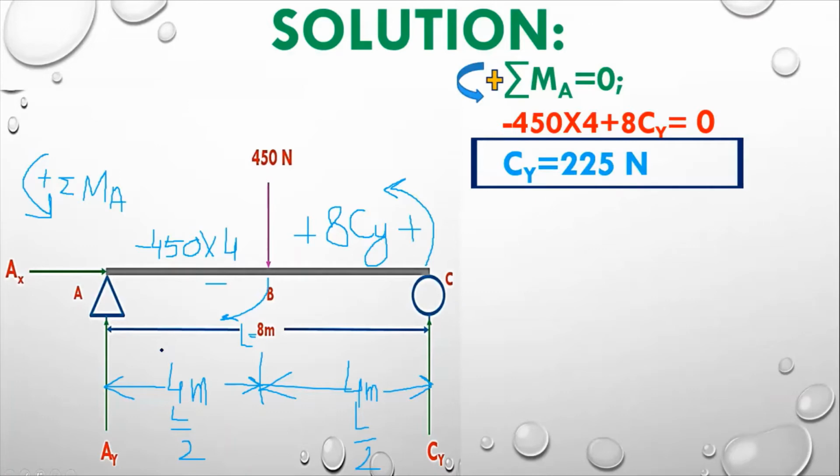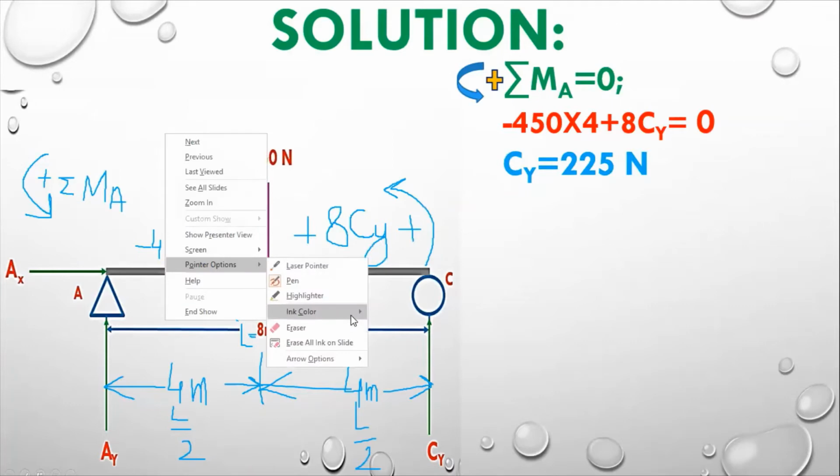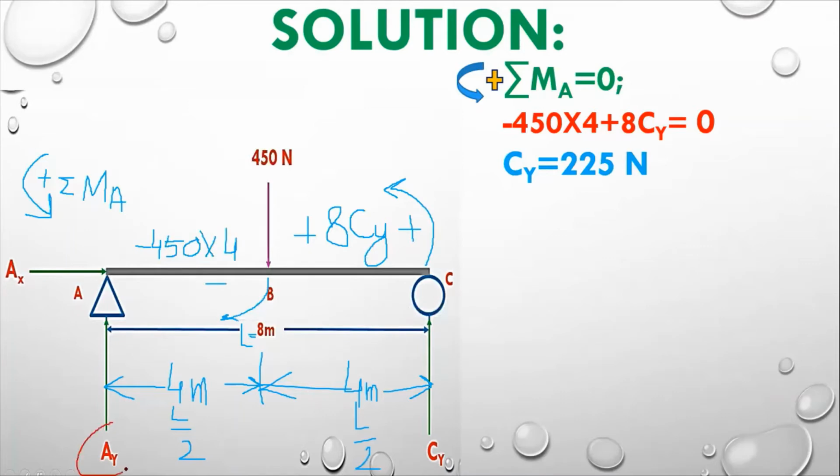If you want, you can sum up moment at C as well, because AX will become 0. Now we have to sum up vertical forces: AY plus CY minus 450. We have only 3 forces here. I am going to change my pointer color, for example to maroon. You can see AY and CY are positive, and minus 450.